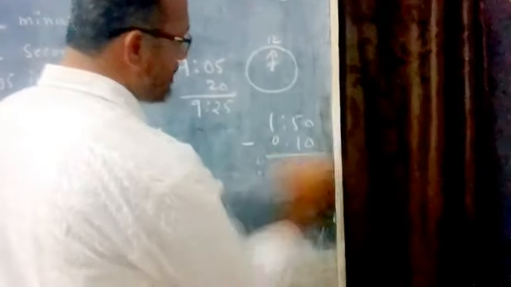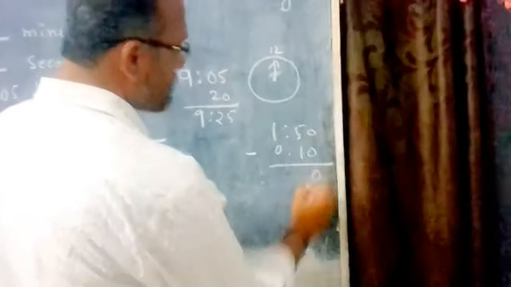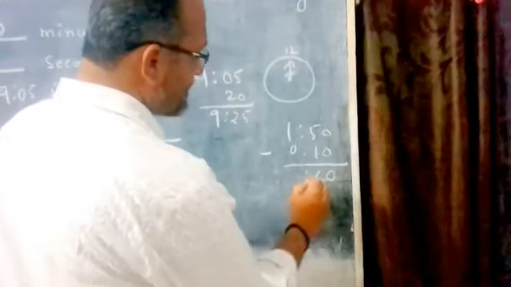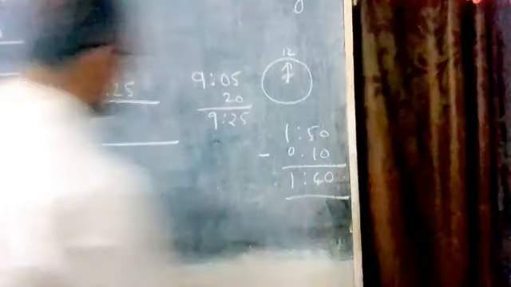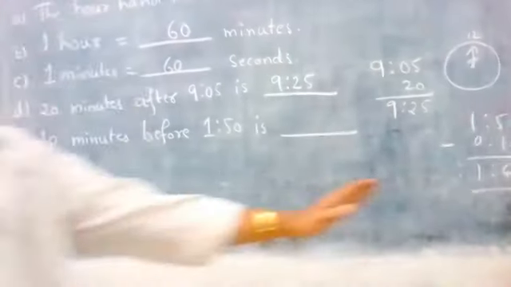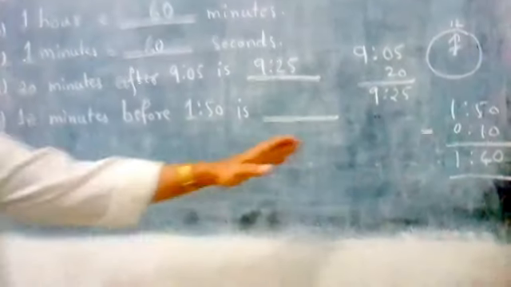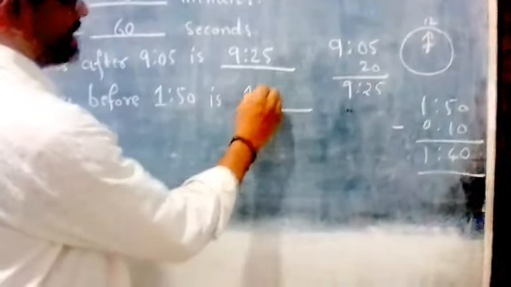You can also take 0 hours 10 minutes. 5 minus 1 is 4, and the 1 stays as it is. So 10 minutes before 1:50 will be 1 hour and 40 minutes.